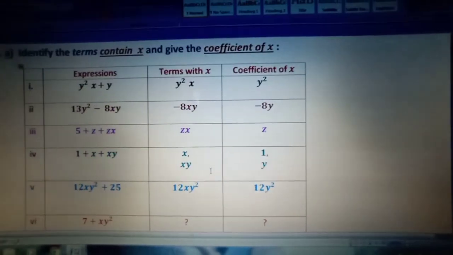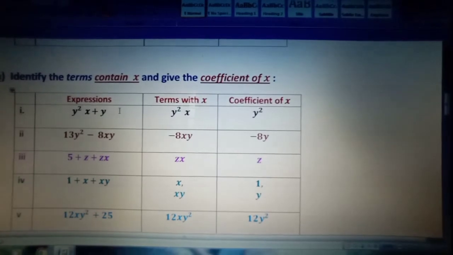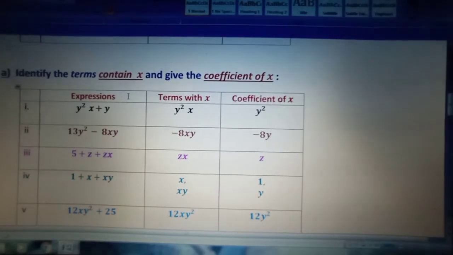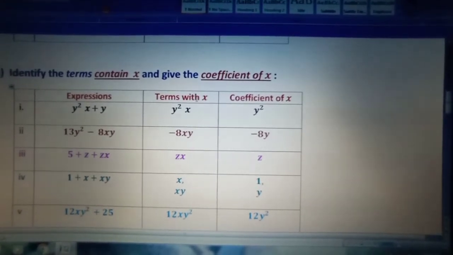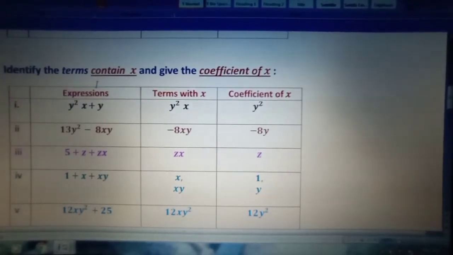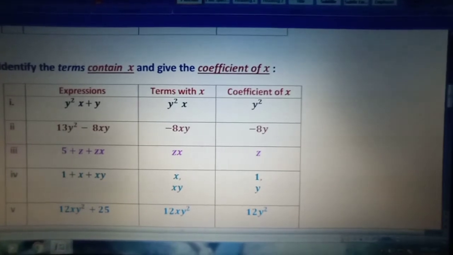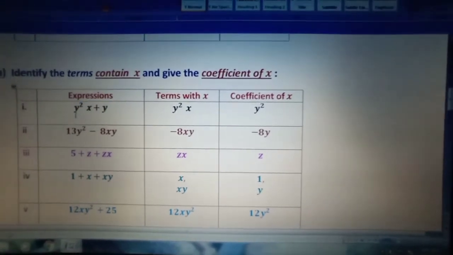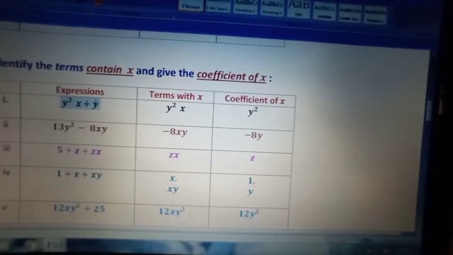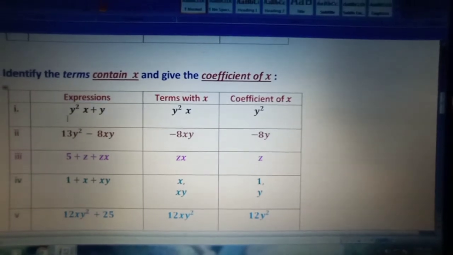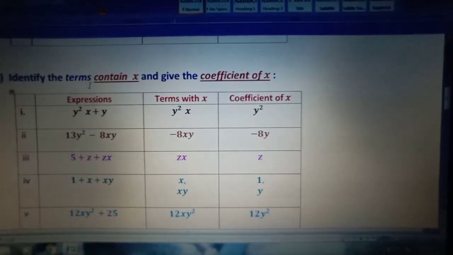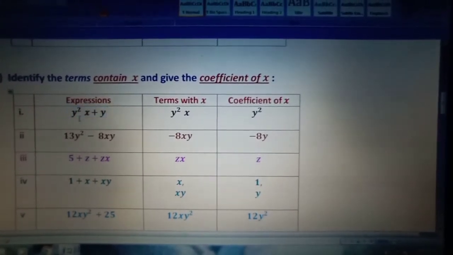Next, identify. See here it has mentioned identify the terms which contain x and give the coefficient of x. You will mention only the terms which contain x. Very special condition you have to mention: the terms which contain x. See, take one sum y square x plus y. That means we need not mention y here because there is no x. You have to mention only y square x because the question is about x. You have to mention the terms which contain x. That means y square x you have to mention.